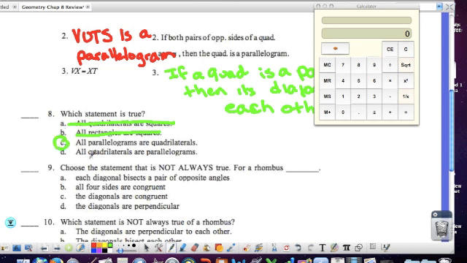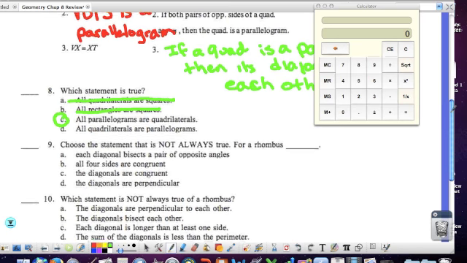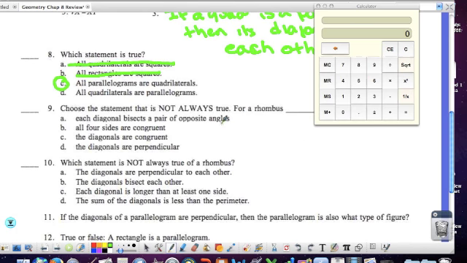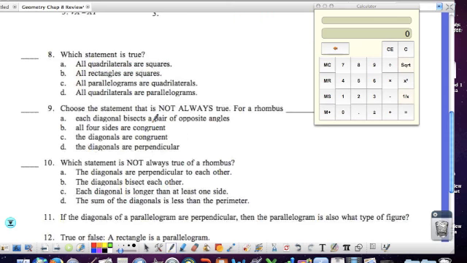Let's just look at the last choice. All quadrilaterals are parallelograms. No, there are all kinds of quadrilaterals that are not parallelograms, including kites and trapezoids. So 8 is C. I'm going to clear some of this writing here. Choose the statement that is not always true.